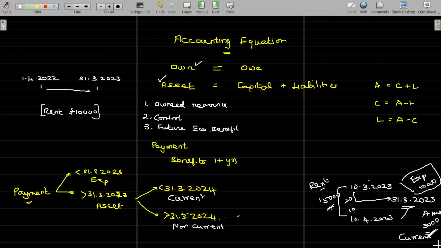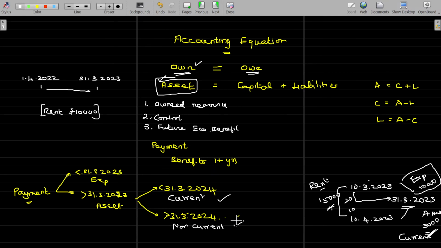If you are able to enjoy the benefit even after 12 months from the end of the current financial year, then that will be called non-current assets. That classification is very, very important. So, the accounting equation is nothing but understanding what the business owns and what the business owes, and what the business owns is named as asset. That asset could be classified as current assets and non-current assets.